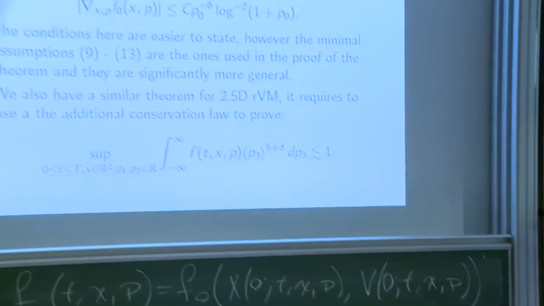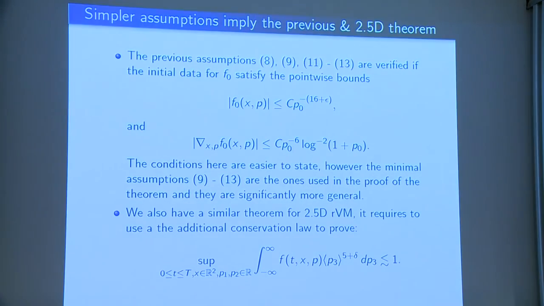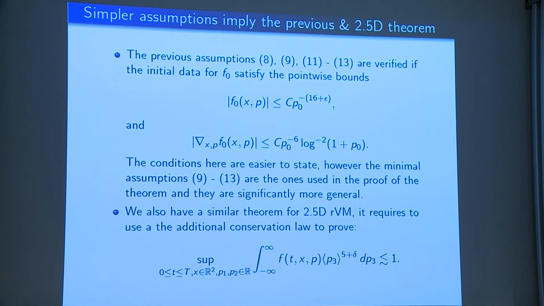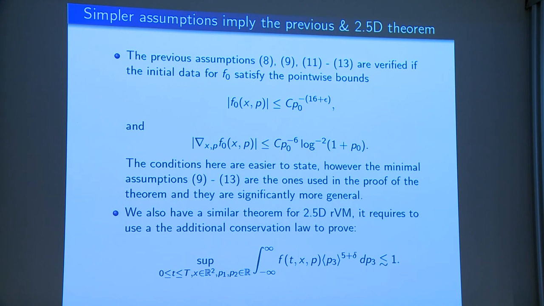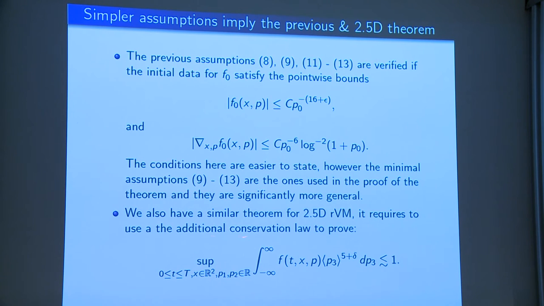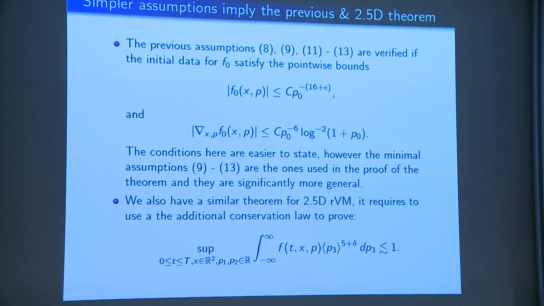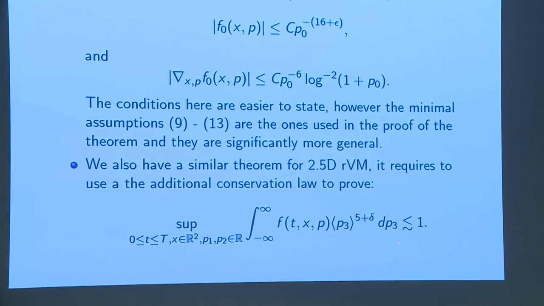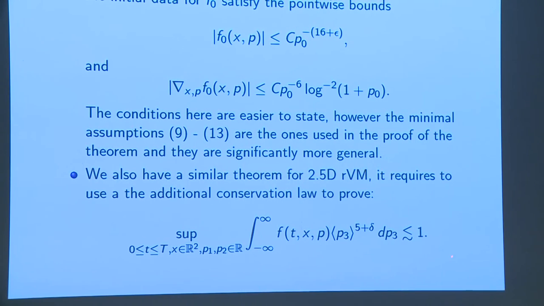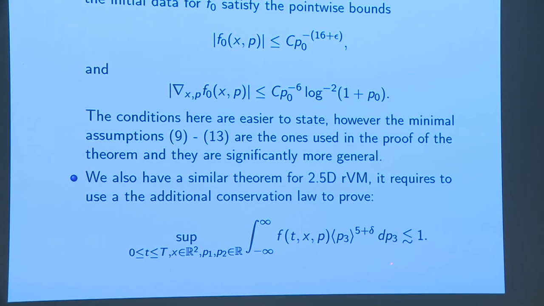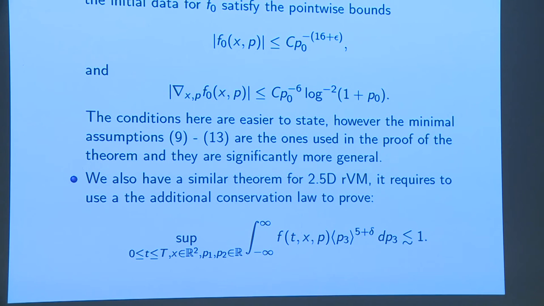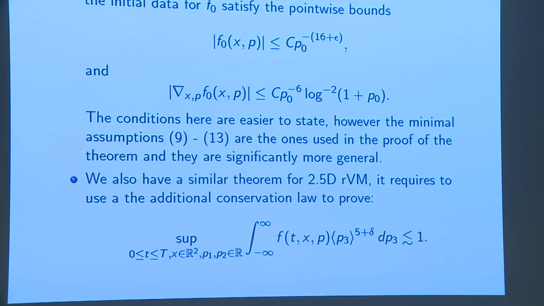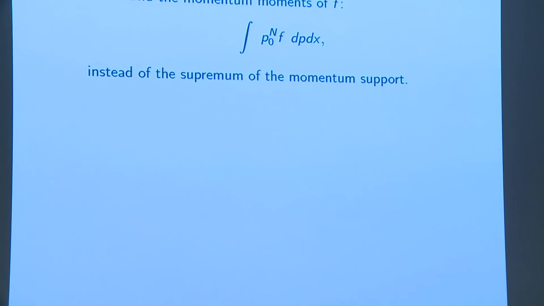The similar theorem for 2.5D relativistic Vlasov-Maxwell without compact support uses the additional conservation law in 2.5D. Although, since we're not assuming compact support, we use an assumption like this, that the fifth plus some small delta moment in the P3 direction is bounded. This is actually a statement that you can prove because it's time dependent. But you make an assumption similar to the ones I just explained on the board, and then you can prove that it's propagated using the characteristics and using the conservation law. Okay, so for now that's all.